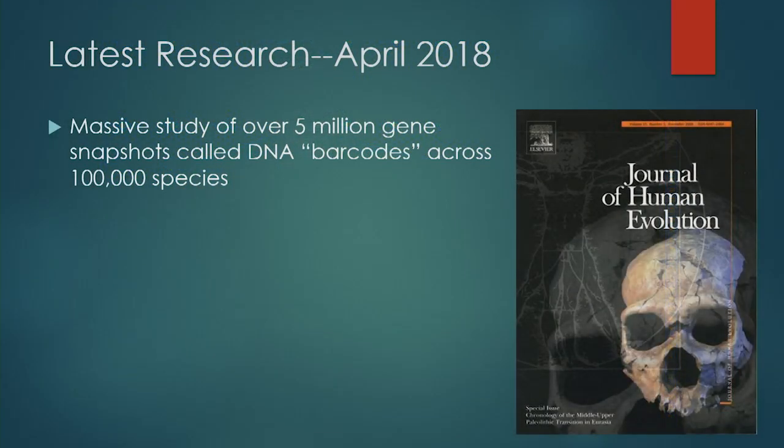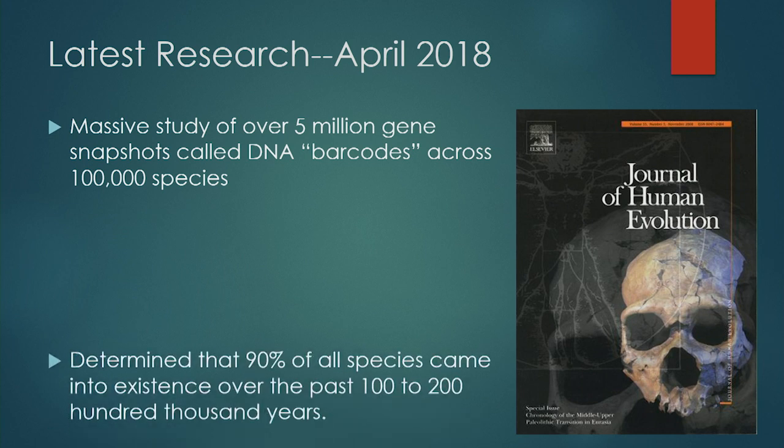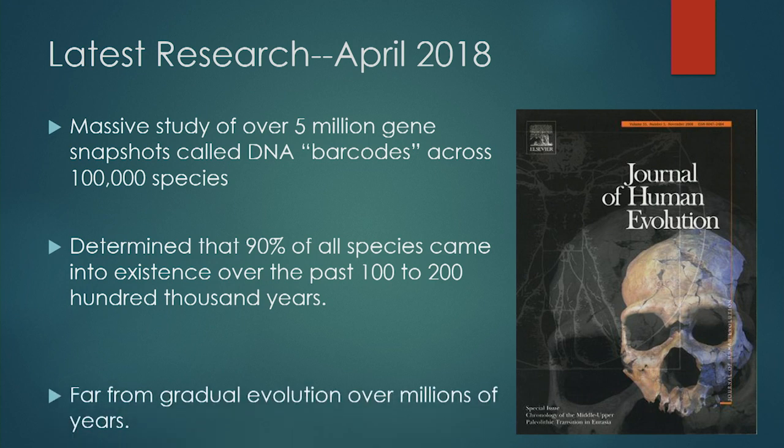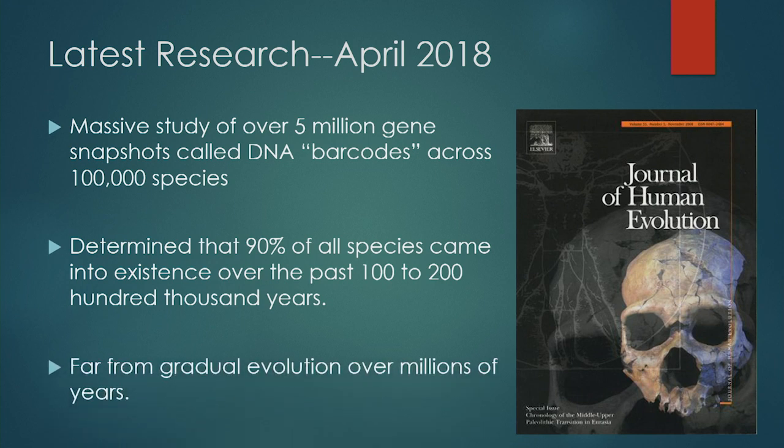Now here's the latest research. This is really interesting. A massive study of over 5 million gene snapshots called DNA barcodes across 100,000 species. Biologists all around the world were submitting data into a database over the course of 5 years. And they determined that 90% of all species came into existence over the past 100 to 200,000 years. That's far from gradual evolution over millions of years.